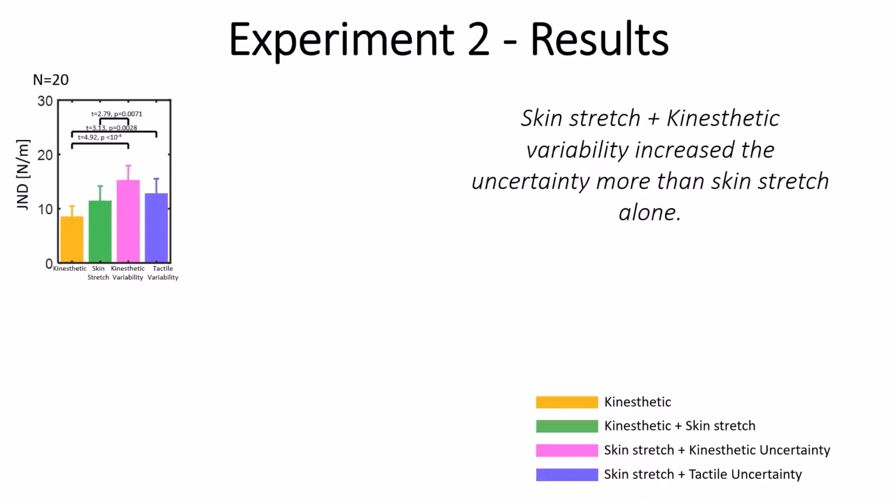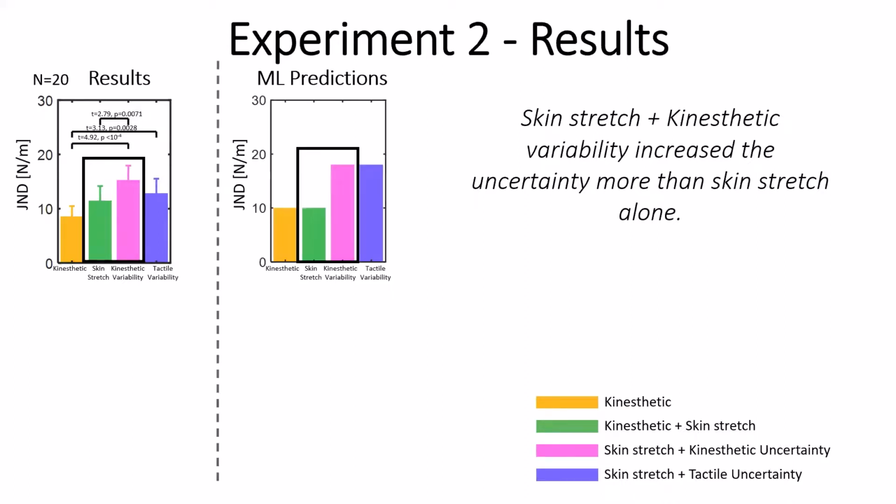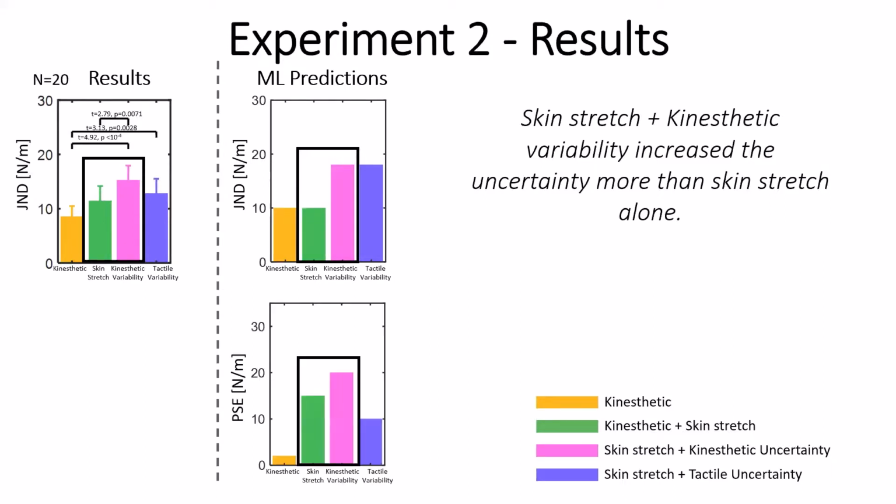So by comparing between the pink and green bars, we saw that introducing variability into the kinesthetic information led to more uncertainty than the skin stretch without the variability, meaning kinesthetic uncertainty was created. So we then looked at what maximum likelihood would predict in the event of kinesthetic uncertainty. And specifically, we looked at a value called the PSE, which indicates the perceived stiffness of the virtual object. So by comparing between the pink and the green, we saw that in this case, maximum likelihood predicts an even larger increase in the perceived stiffness due to the added kinesthetic variability.